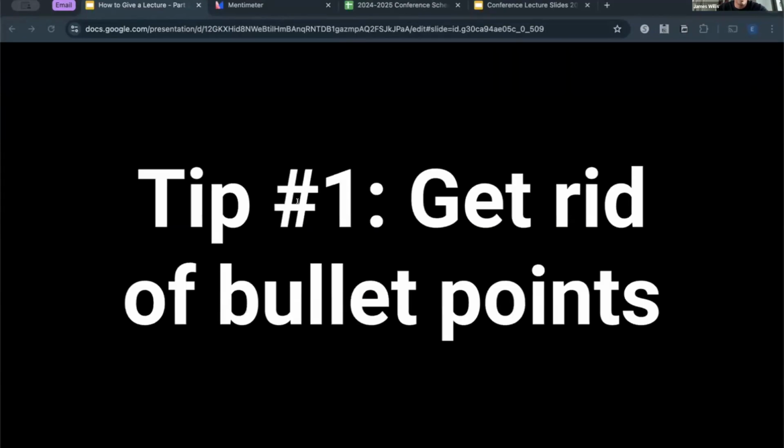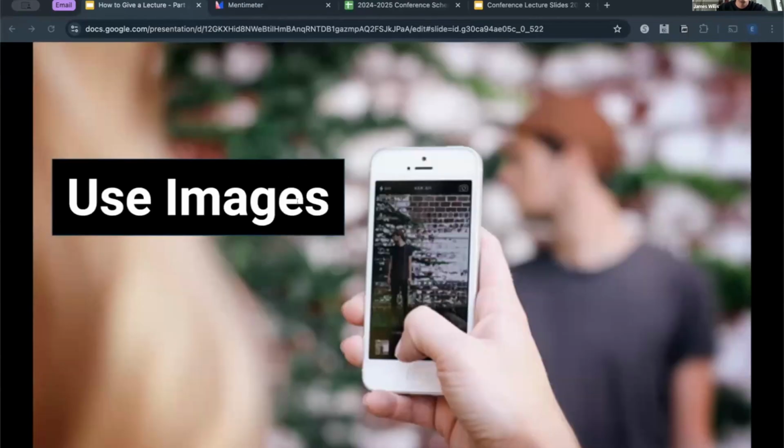Get rid of bullet points. All right. Mostly because it's way too overused at this point, to the point of being boring. There are ways to really get around this, and we're going to discuss how to do this. So use images. A lot of times you can replace the bullet points that you're saying with images that represent the sentiment that you're trying to get across.